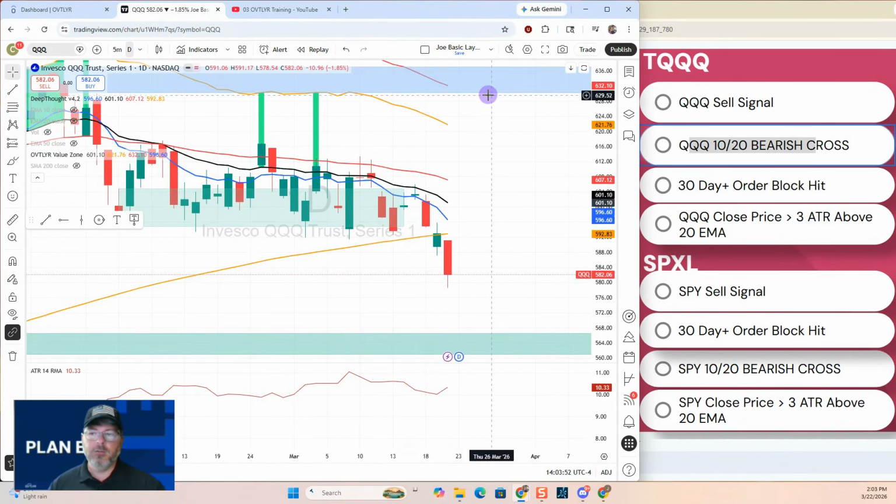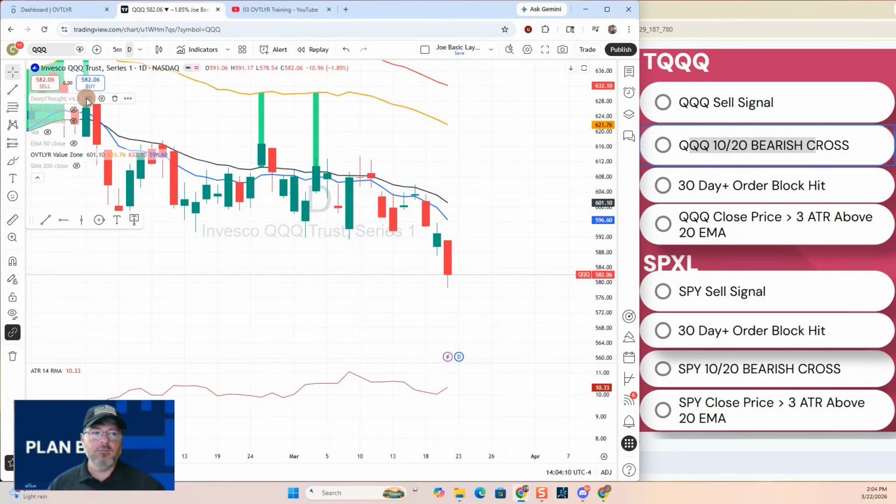That's way up here. And we already did the measurement. And we do know that it's a 30-day old order block. So if it was up here, he would sell. If he entered this order block, he would sell. Is the triple Q close price above 3 ATR above the 20? That is given to us in the outlier value zone. Okay, the current price is way down here, right?